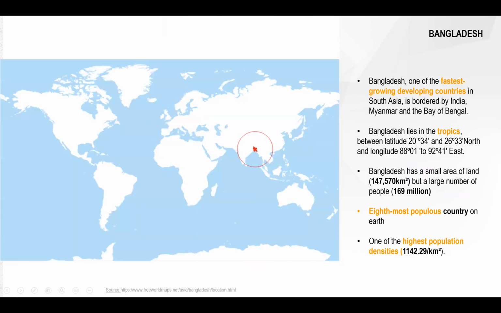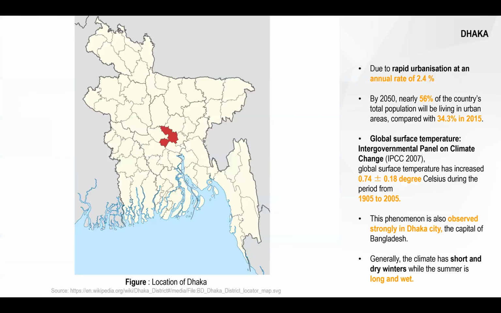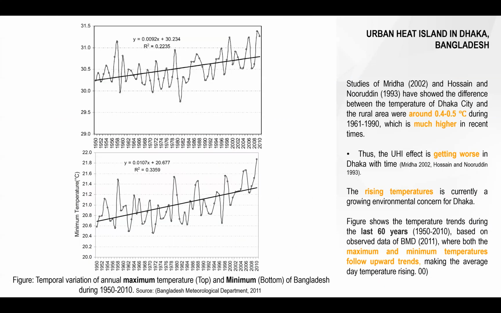This research is based on Bangladesh, which is one of the fastest growing developing countries in the world, and it lies in the tropics. Bangladesh also has one of the highest population densities in the world. Dhaka is the capital of Bangladesh, and it is expected that by 2050, nearly 56% of the country's total population will be living in urban areas. And right now, the urban heat island effect is strongly observed in Dhaka city.